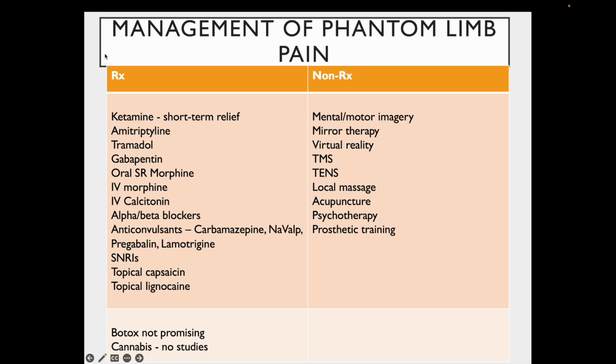Other medicines include amitriptyline, tramadol, gabapentin, oral sustained release morphine, IV calcitonin, alpha or beta blockers, anticonvulsants, SNRIs, topical capsaicin, and topical lignocaine. Now, there are studies on Botox and they're not promising, and there are no studies on cannabis as far as I'm aware. Non-pharmacological management includes mental or motor imagery, mirror therapy, virtual therapy, TMS, TENS, local massage, acupuncture, psychotherapy, as well as prosthetic training.